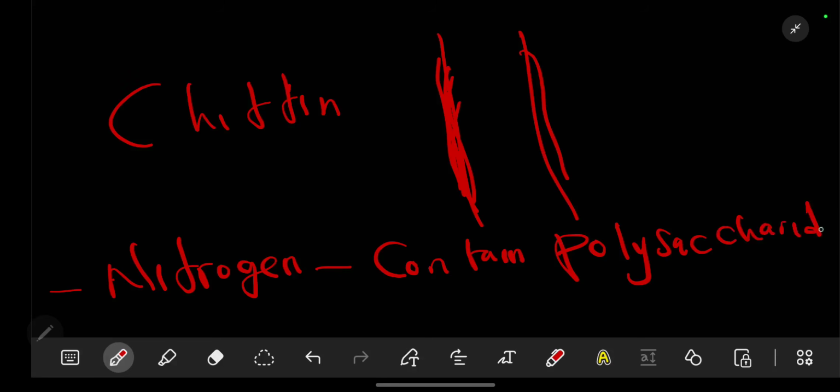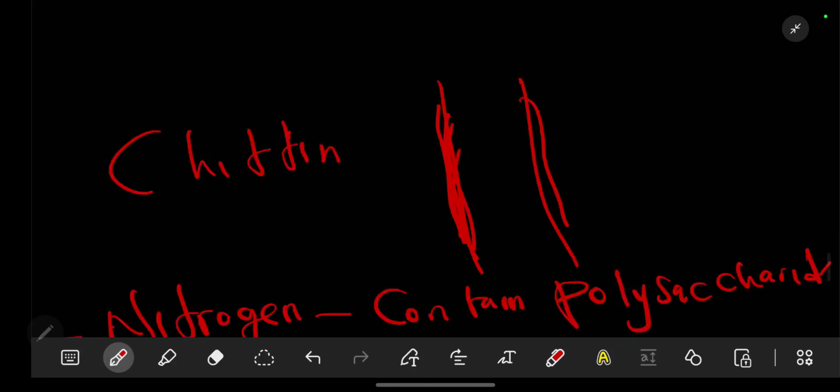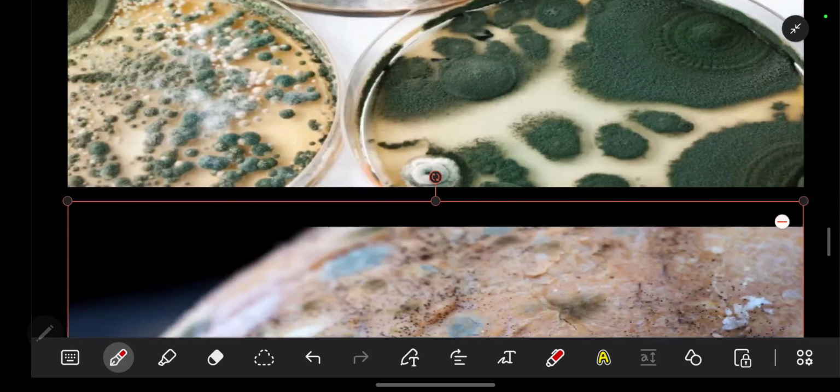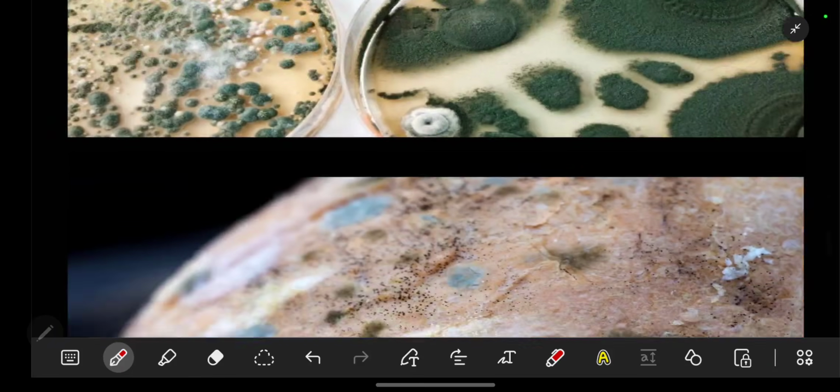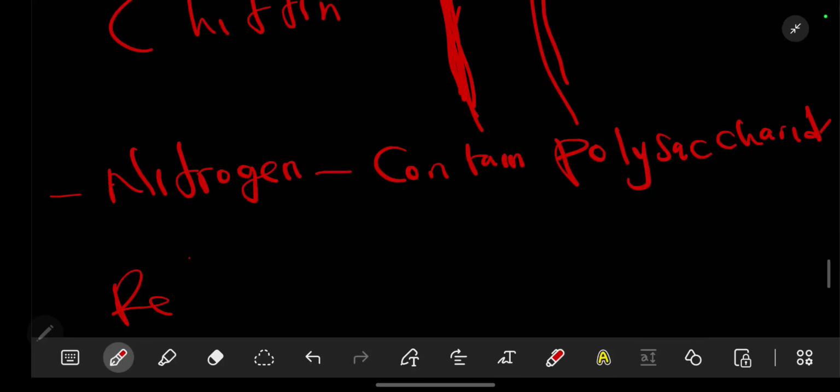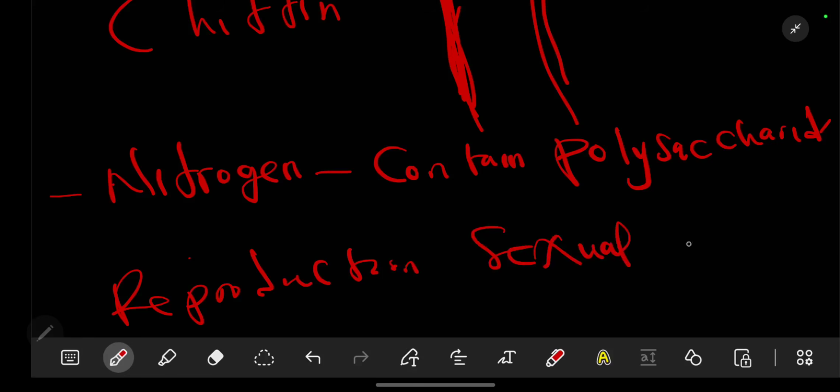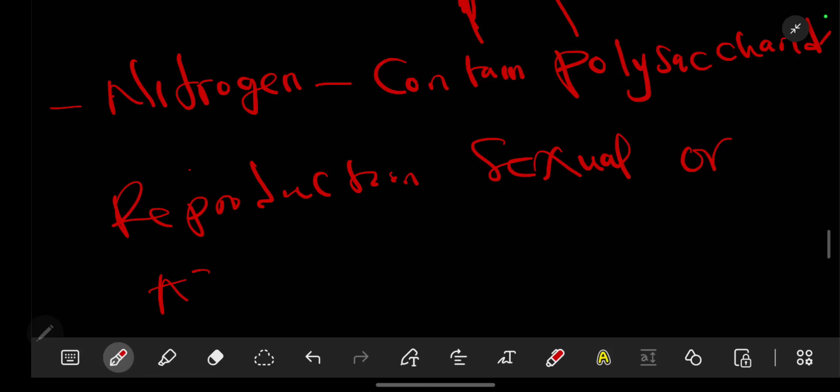Now the other important thing that we are looking at under the characteristics is their reproduction, which can either be sexual or asexual. Asexual reproduction is where there is only one parent involved. Then in sexual reproduction, they have to exchange genetic material.